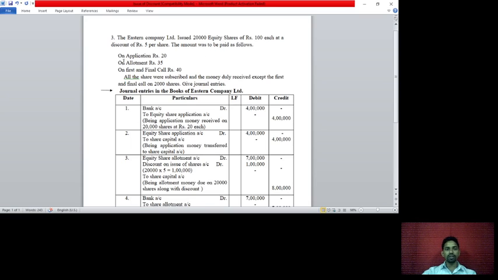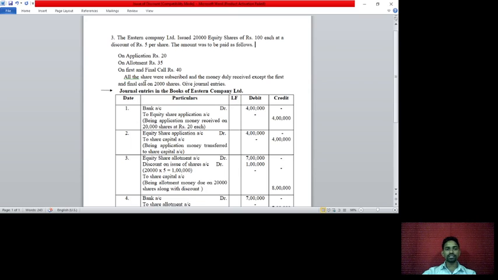Just see, on application they are receiving 20 rupees, on allotment rupees 35, and on first and final call rupees 40. Like this they are receiving the 95, but related to the first and final call, one adjustment is there. All the shares were subscribed and the money duly received except the first and final call on 2,000 shares. Give journal entries.